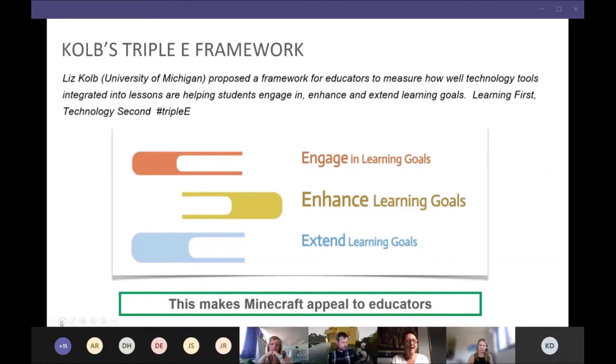How does it enhance the learning goals that you had? And how does it extend those learning goals? In essence, this is what makes Minecraft really appeal to educators, because they're seeing this engagement, enhancement, and extension in the activities their students are engaging in. Yes, please, Lauren.